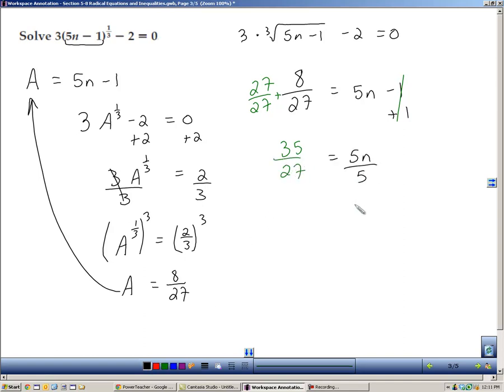Divide both sides by 5, or I could multiply by the reciprocal, 1/5. That's the same as dividing by 5. 35 and 5 cancel, leaving a 7. So I'm going to get 7 over 27 is what n equals.